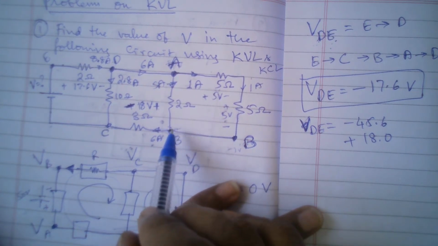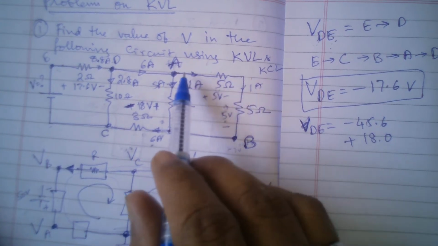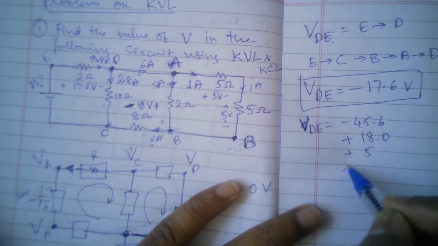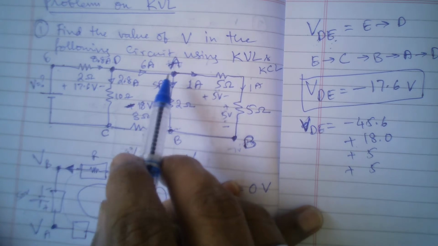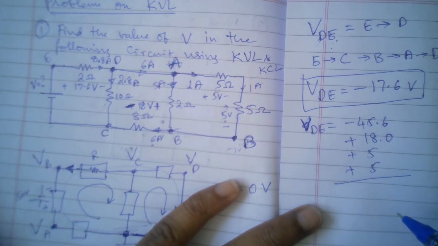Now I have two routes, so let me take a longer route. Here I'm gaining 5 volts, and again I'm gaining 5 volts here. So plus 5 and plus 5. Finally I'm reaching A. From A to D nothing is there. So this is my total value.